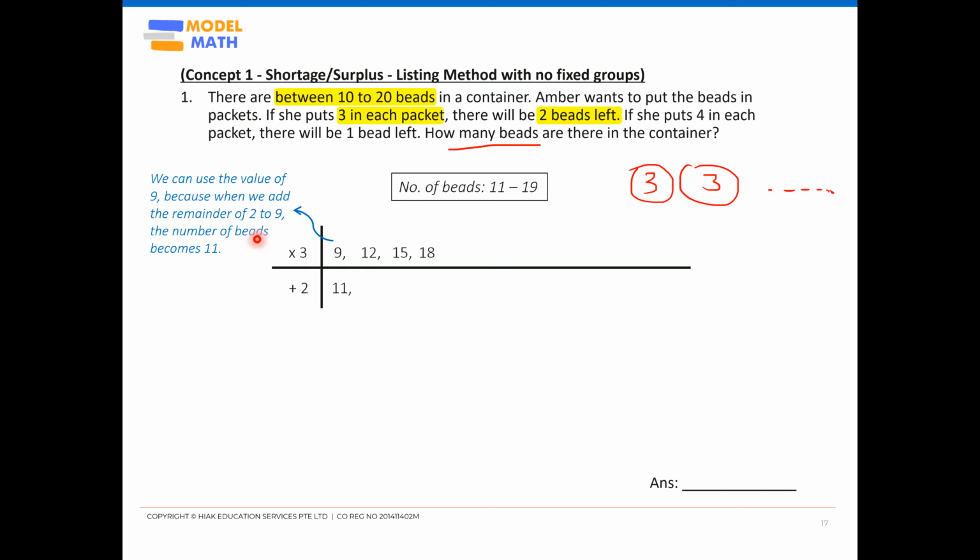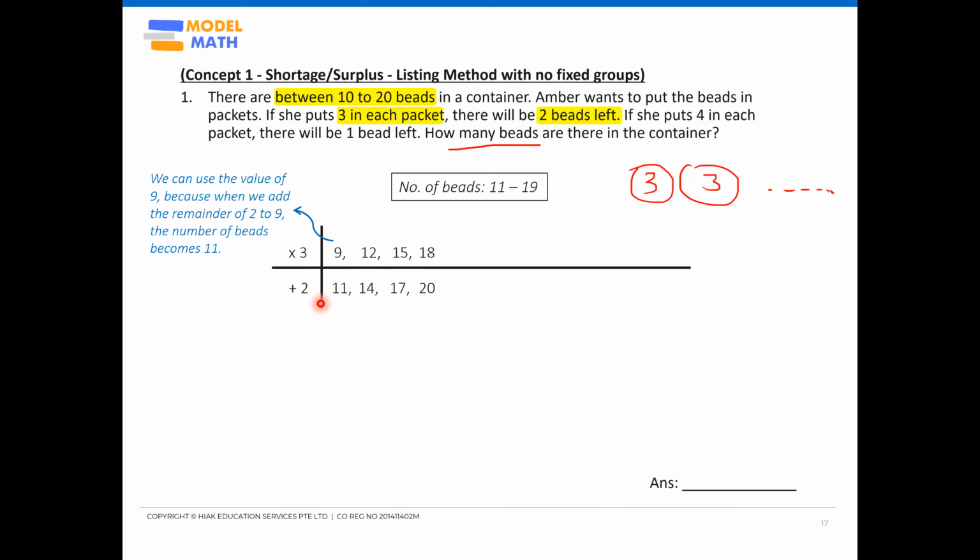Alright, so this is what I just explained. We can use 9 because when we add the remainder of 2 to 9, the number of bits becomes 11, which falls within this range. I'll move on, 12 plus 2, 15 plus 2, 18 plus 2. So we can stop here first. One of these numbers in the bottom row indicates the number of bits in the container.